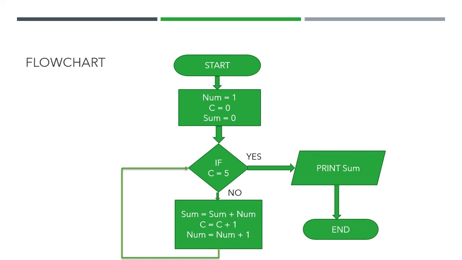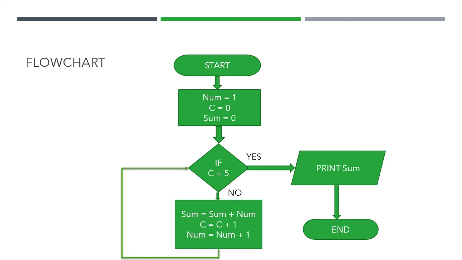We have initialized our variables. Now what are we doing? We are checking if C equals to 5. But right now C is 0, right? We have seen in the previous one also, right? So initially the C was 0. If C is not 5, it will go to the no portion, right? So here sum equals to sum plus num. Okay. C equals to C plus 1. Num equals to num plus 1. So the same thing that we have done in that pseudocode, the same thing we have written here.